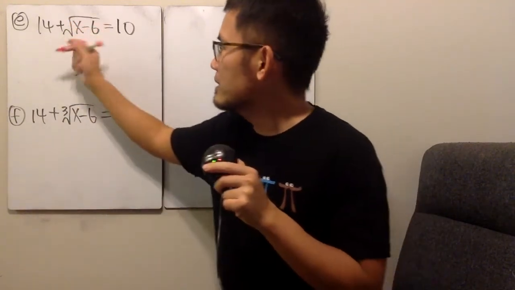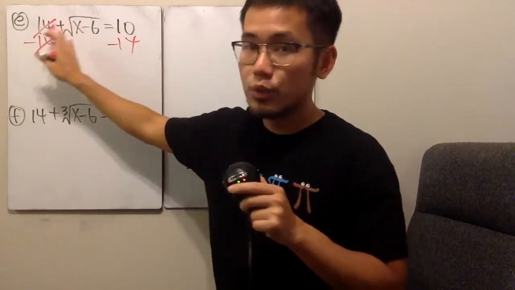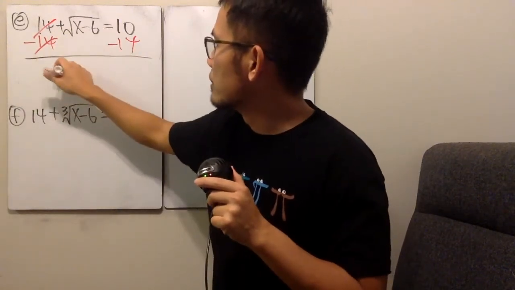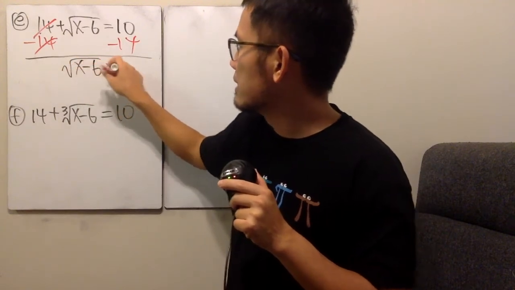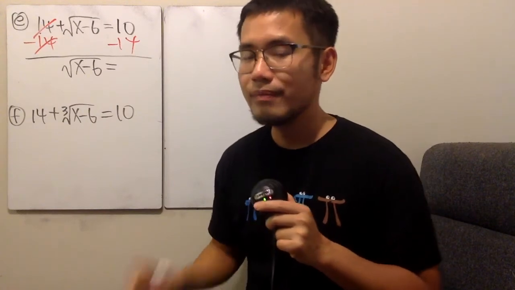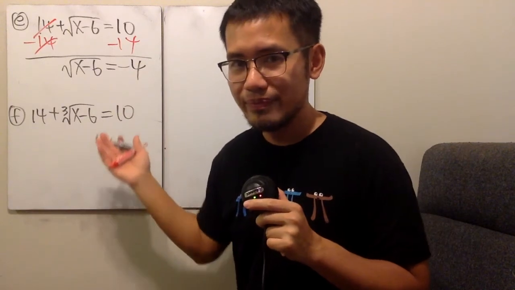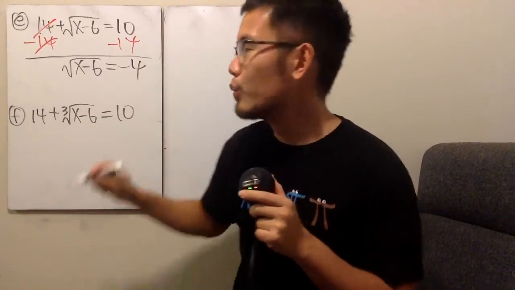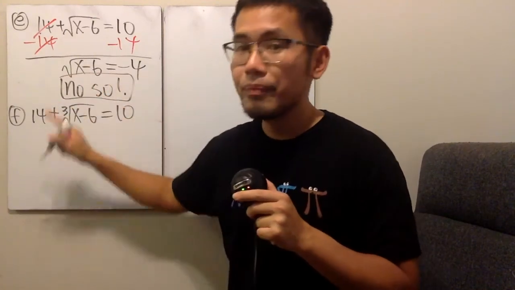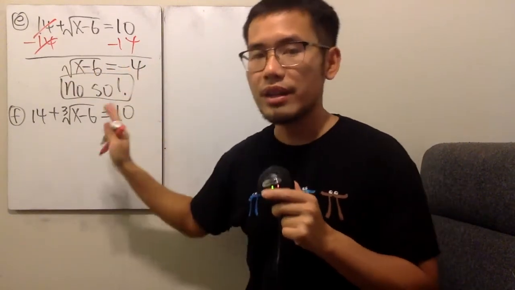Now, to solve this, again, we minus 14 on both sides because I want to get rid of that and then I want to isolate the square root. From here, you will see this right here is just the square root of x minus 6. That's equal to 10 minus 14. We get what? Negative 4. And do we have to continue? The answer to that is no, we don't. All we will have to do is write no solution. Why? Because square root of whatever, we cannot end up with a negative number. This right here has no solution.